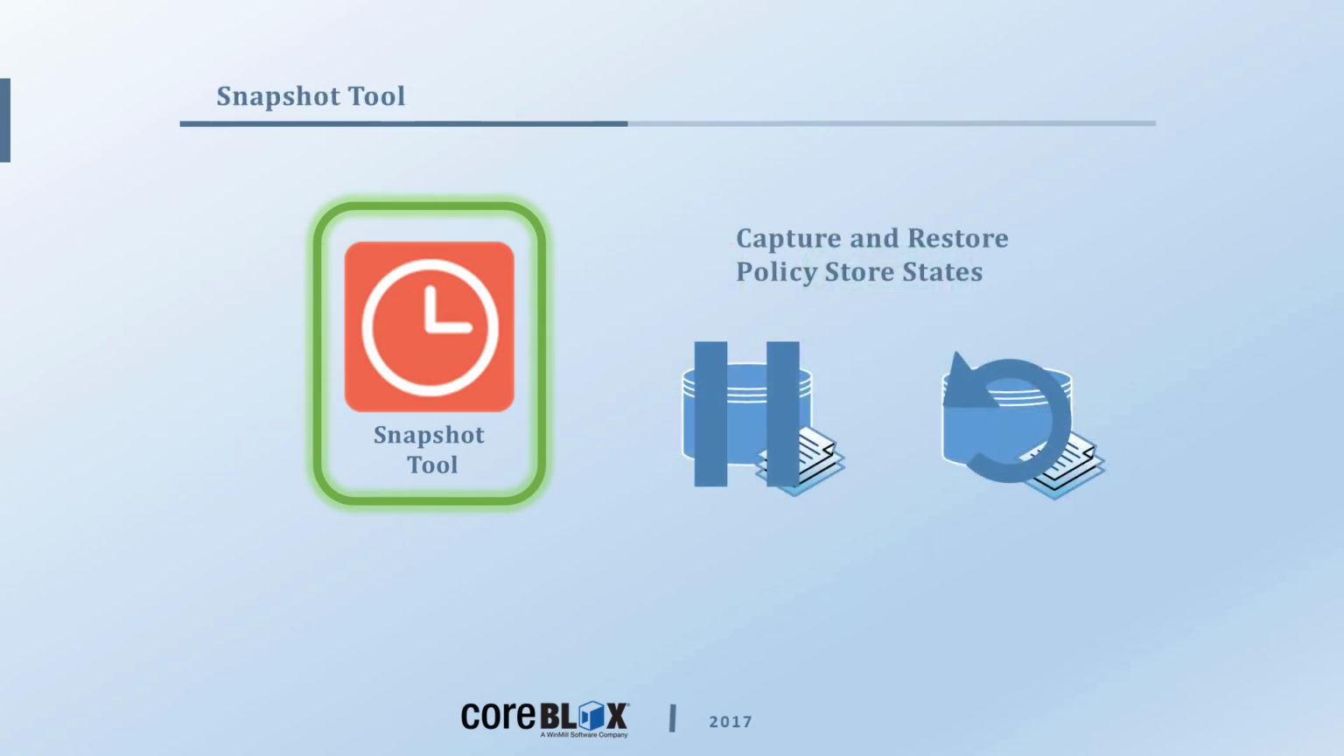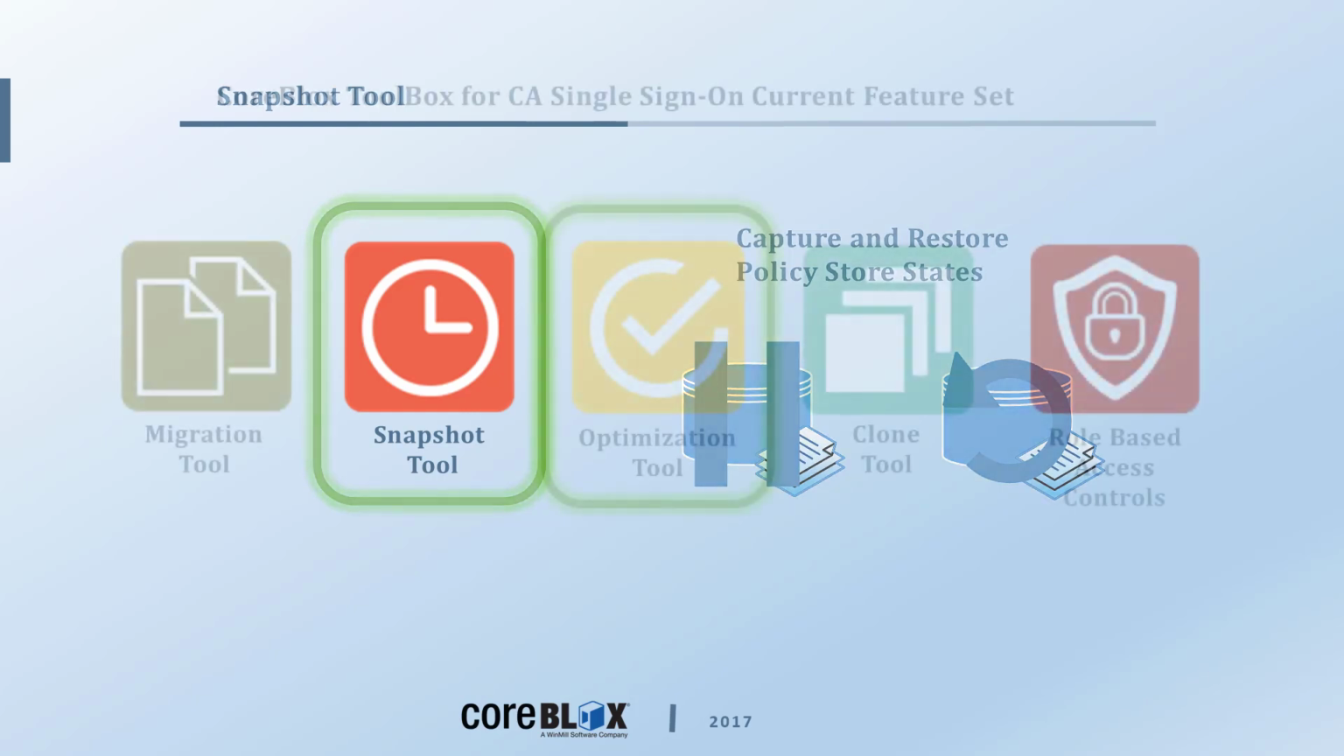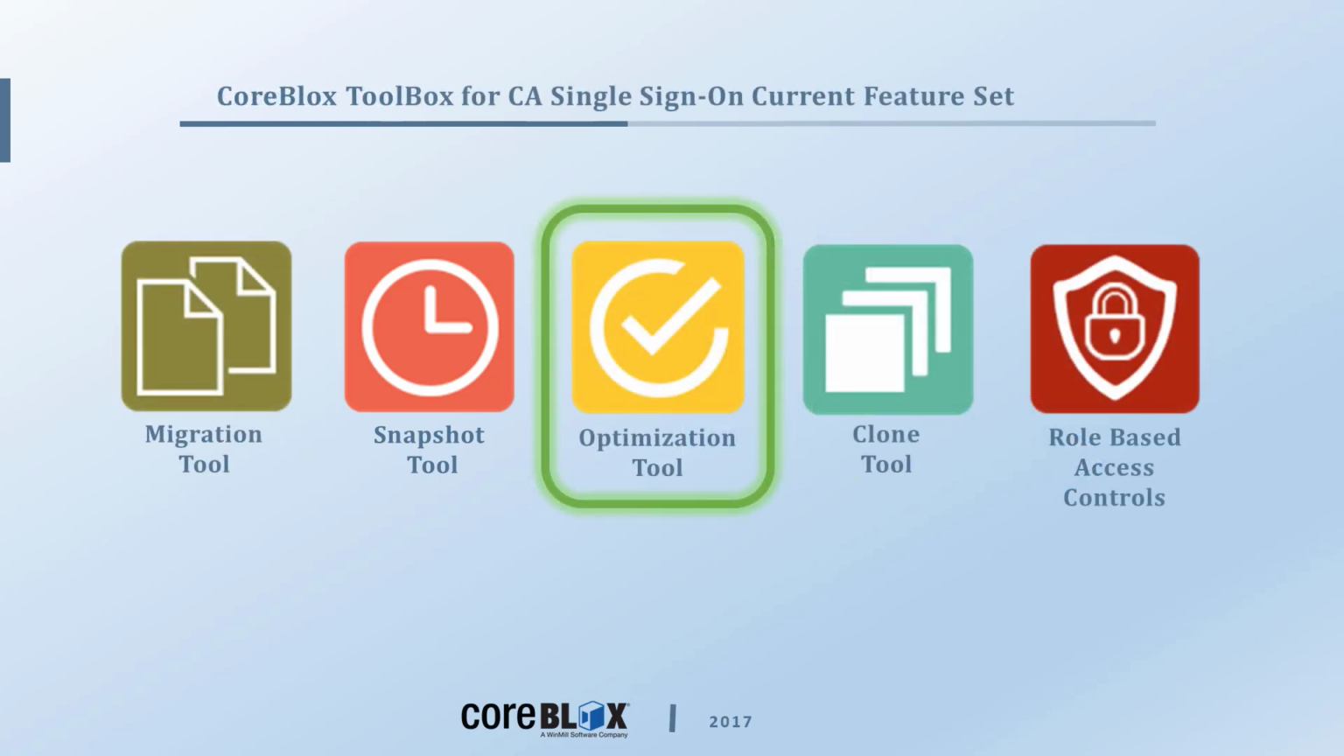A snapshot captures a complete picture of the objects in a policy store at a specific point in time. The snapshot tool allows you to create a snapshot and restore or roll back a policy store to its previously captured state. Following the snapshot tool, we'll go over the reports generated by the optimization tool.